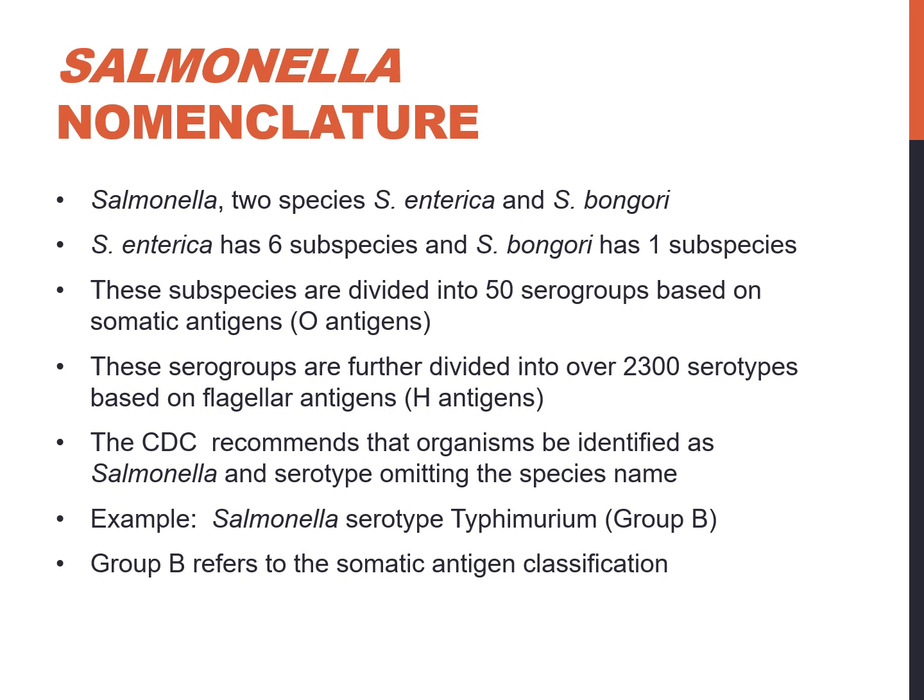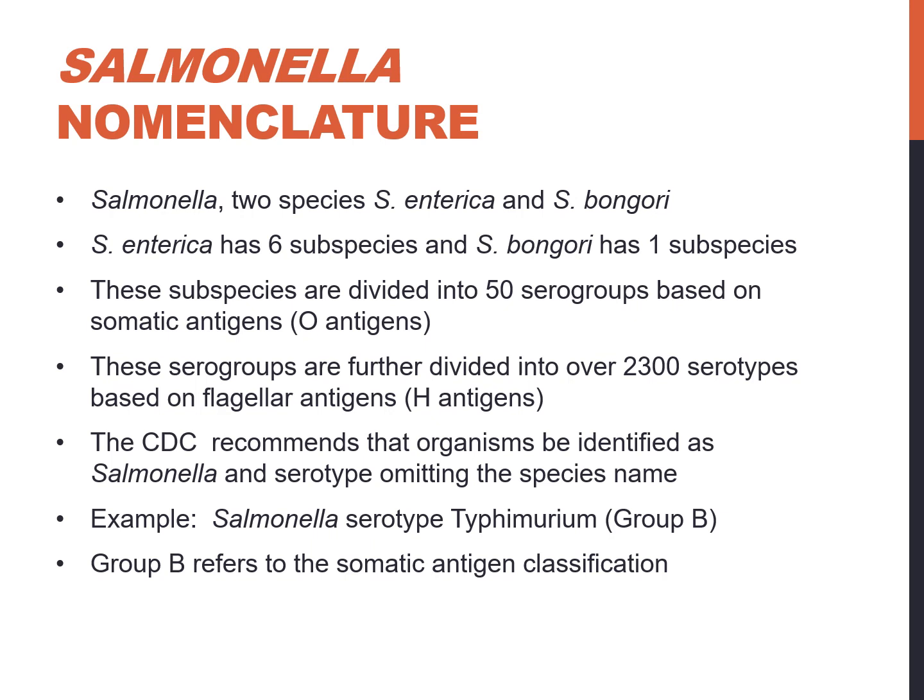Salmonella has probably one of the most difficult nomenclatures to understand, or a difficult taxonomy. Salmonella, there's two species, Salmonella enterica and Salmonella bongori. Salmonella enterica has 6 subspecies and Salmonella bongori has only 1 subspecies. These subspecies are divided into 50 serogroups based on their somatic antigens, and they're further divided into 2,300 other serotypes based on their flagellar antigens.